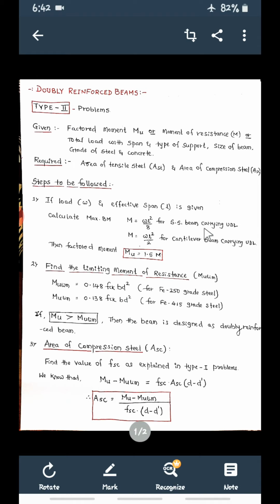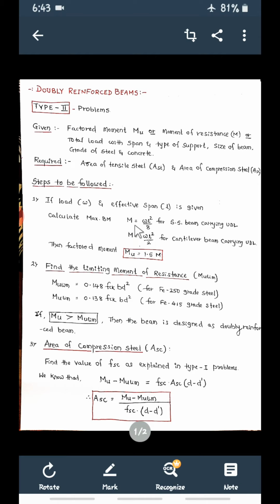For a simply supported beam with UDL, the maximum bending moment is calculated as M equal to wL squared by 8. This is M, not Mu. If it is a cantilever beam with the same UDL, then the maximum bending moment M is equal to wL squared by 2. If simply supported, it is wL squared by 8; if cantilever, it is wL squared by 2. So see the condition given, and depending upon it, use one of these to calculate the maximum bending moment. This will give M.